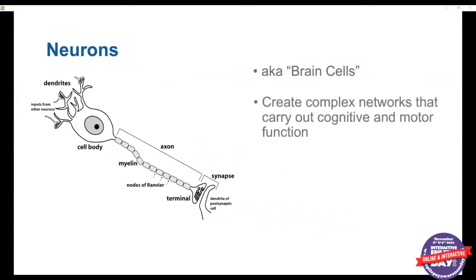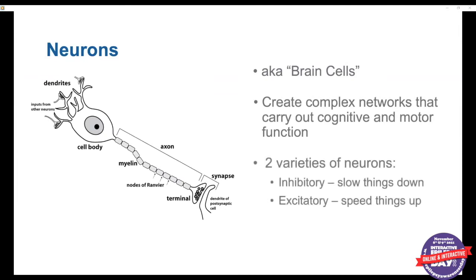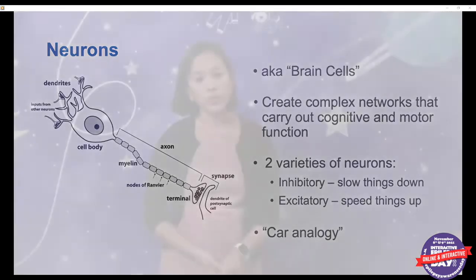Neurons join end to end to form complex networks in the brain, which allows them to carry out cognitive and motor functions. Now, neurons come in primarily 2 varieties. Some send signals to slow things down, which are inhibitory, and others send signals to speed things up, which are excitatory. Think of them as brakes and accelerator pedals on your car. In order for a car to function properly, or the brain in this instance, both pedals need to function in coordination.